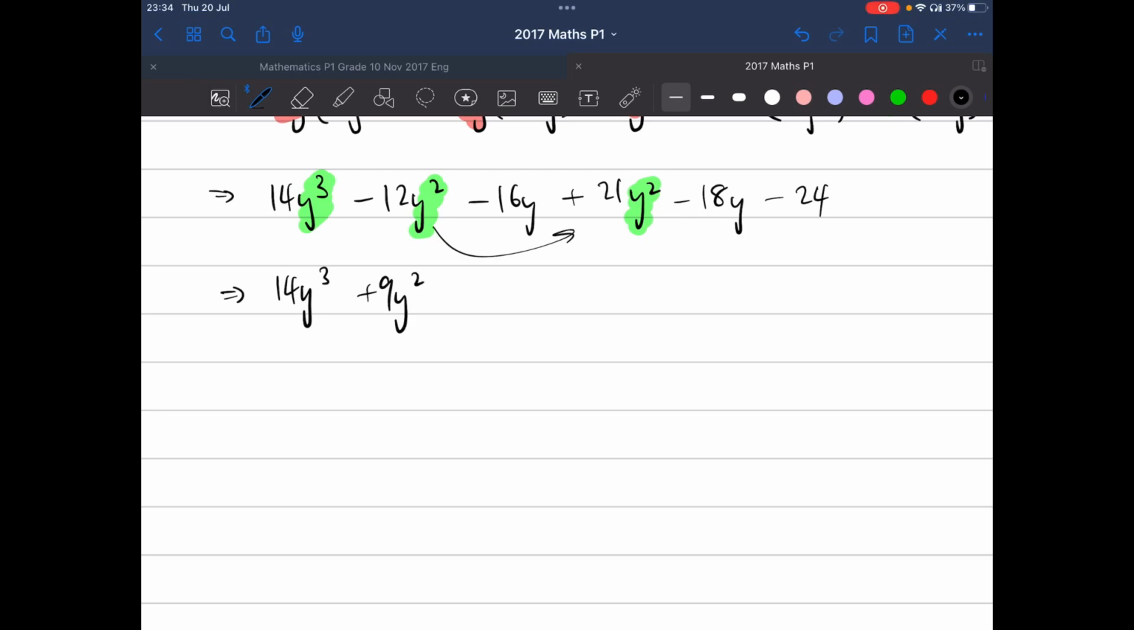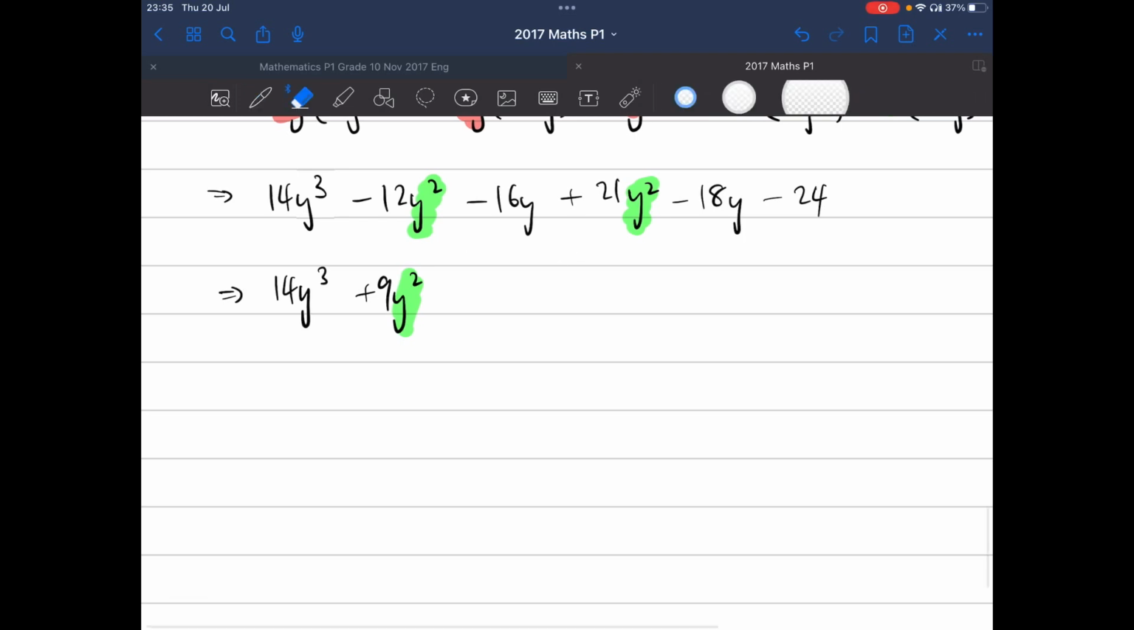You can see we just took those two because they were like terms, they had the same variable, this y squared, and we added them together. Okay, so now let's move on to y. Here we have minus 16y and minus 18y, and if we add those together we get minus 34y. Now the constant, which has no variable, is just minus 24. So there's the final answer: 14y cubed plus 9y squared minus 34y minus 24.